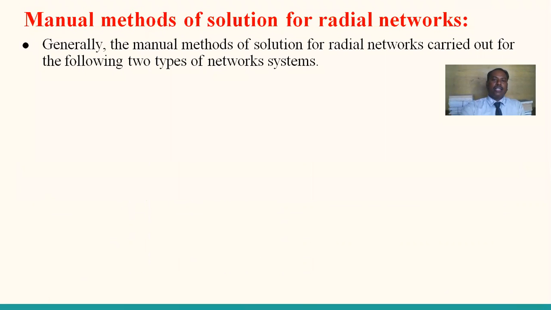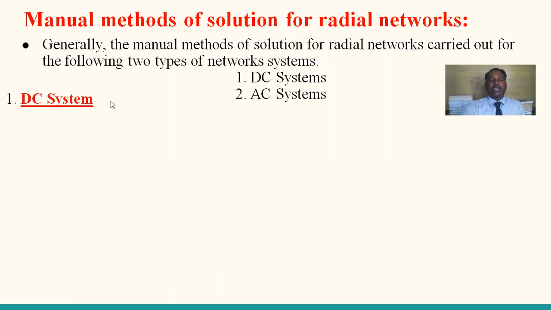Generally the manual methods of solution for radial networks are carried out for two types of network systems. One is the DC system, another one is the AC system. Yes. The voltage drop and power loss calculations for the DC system as well as the AC system are both covered in unit number 2. Take the DC system into consideration: how the voltage drop and power losses are calculated manually.